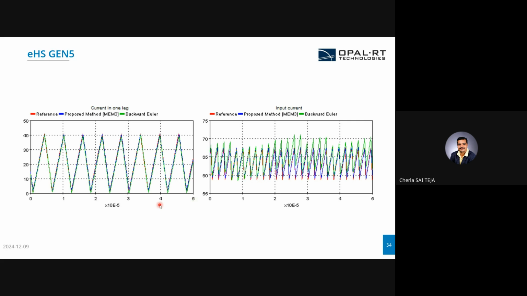Okay, these are some of the results. As it's a fifth order discretization, you can see we are able to capture very good switching commutation events with this fifth order solver. It will be more accurate. I can tell that.